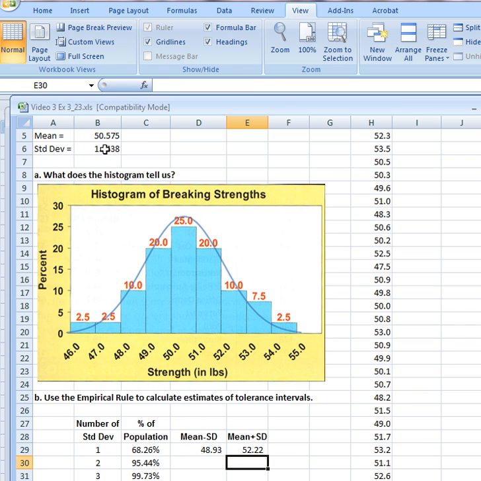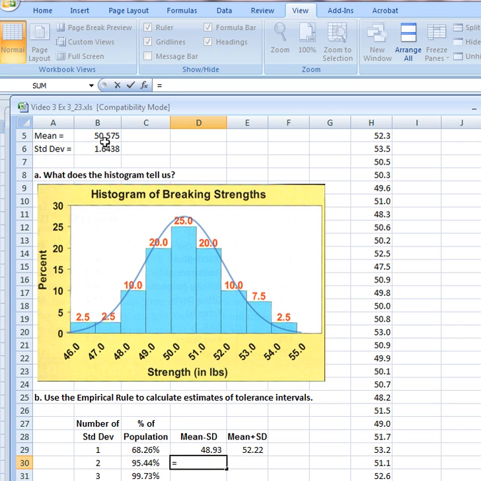52.22. So the big news here this week, at least as far as the empirical rule is concerned, is that 68.26% of all trash bags that we might measure in the future will have a breaking strength that lies between 48.93 and 52.22 pounds. Now that's pretty useful stuff. If you're going to set an advertising campaign going, you want to be darn sure that the breaking strength that you advertise is accurate. Otherwise, the Federal Trade Commission, the state regulators, everybody's going to come down on you like a ton of bricks and say, hey, you're lying. Fix it.